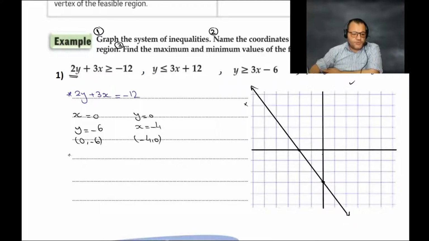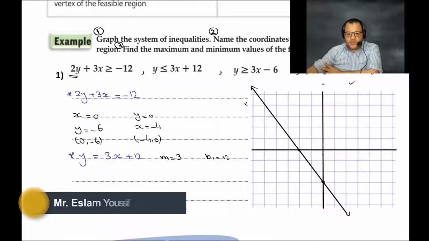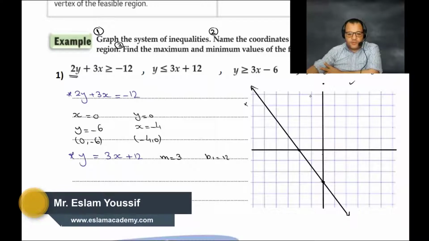Number two, we have y equals 3x plus 12. How can we graph this one? From the y-intercept, we can find the slope equals 3 and the y-intercept b equals 12. So 2, 4, 6, 8, 10, 12. I think 12 would be here. This is the problem; I need the exact value.